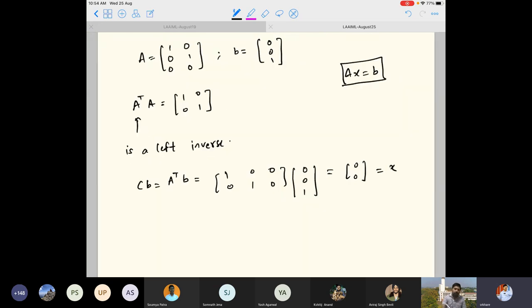So by looking at this example, what you have really shown is that you find a left inverse of the matrix, you calculate CB, and you check whether that CB is a solution to this system of linear equations or not. If CB is not a solution, then the system of equations is not solvable. So you have devised a mechanism to check if the system of linear equations has a solution or not with the help of this left inverse. Does that make sense to you?